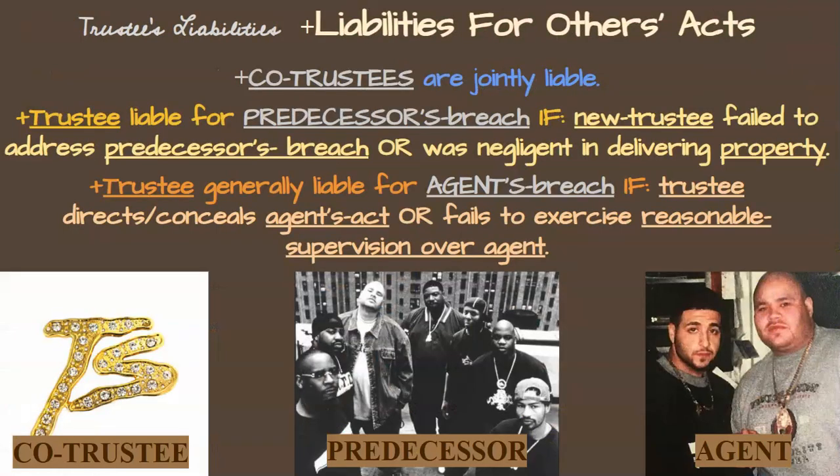Liabilities for others' acts. Co-trustees are jointly liable. A trustee is liable for a predecessor's breach if the new trustee failed to address the predecessor's breach or was negligent in delivering property. A trustee is generally liable for an agent's breach if the trustee directs or conceals the agent's act or fails to exercise reasonable supervision over the agent.